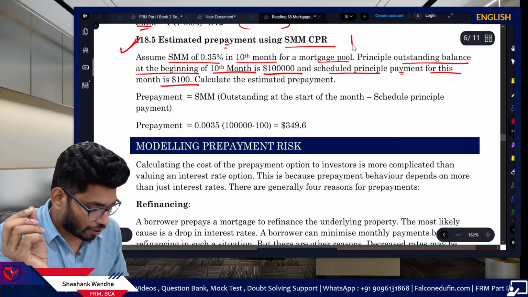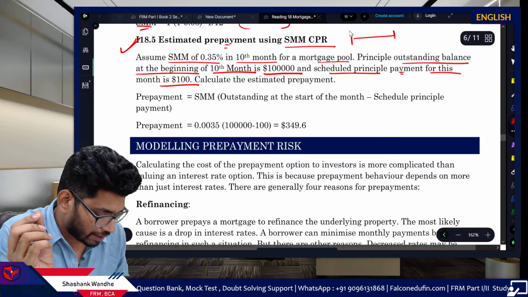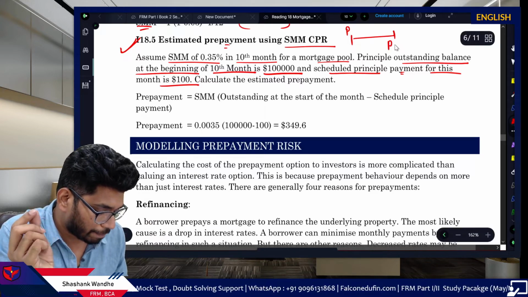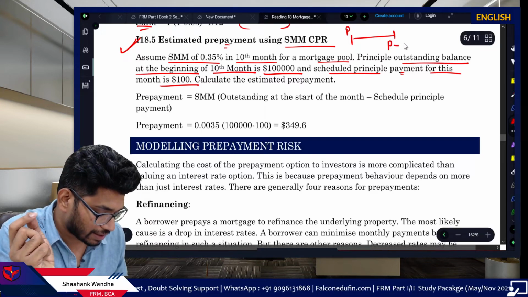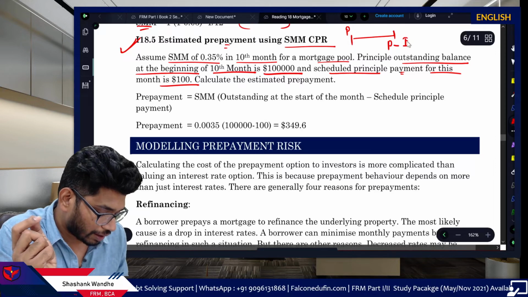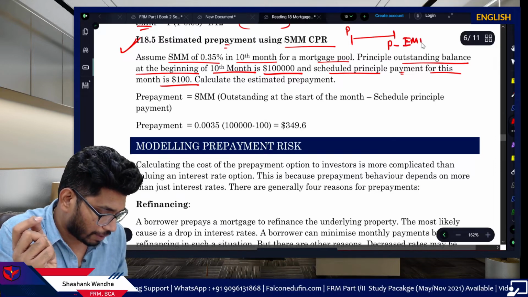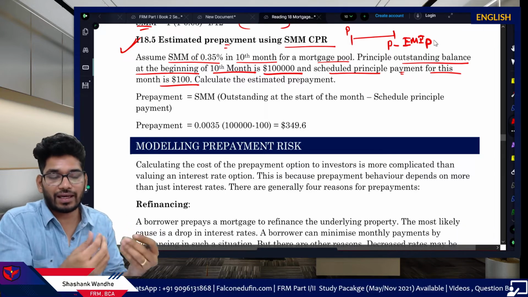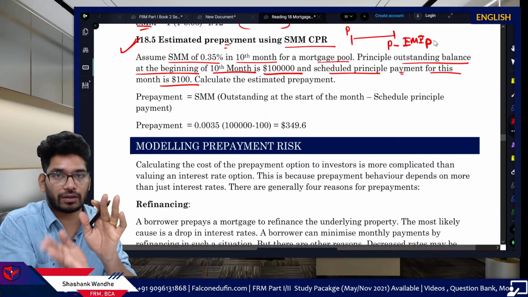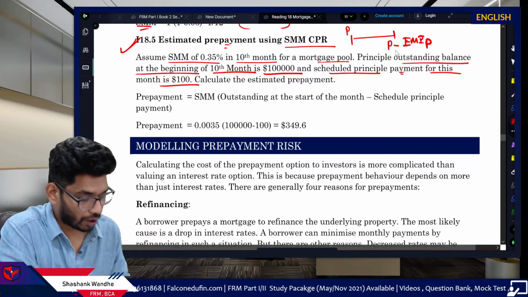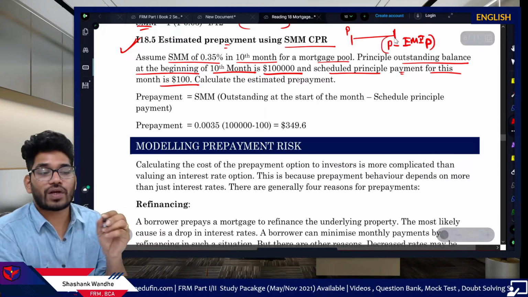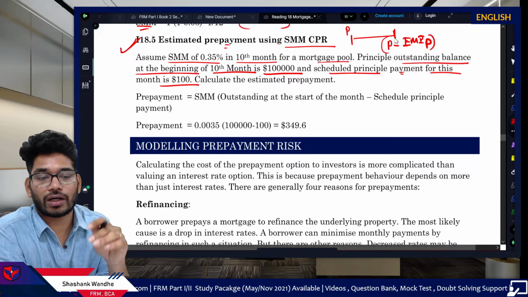So at the beginning of the month, whatever is the principal left, by the end of the month this will be principal minus, let's say, EMIP. EMIP stands for the EMI's principal payment, or the principal portion. And this will be the closing balance, right? Based on this, you now have to calculate your prepayment.